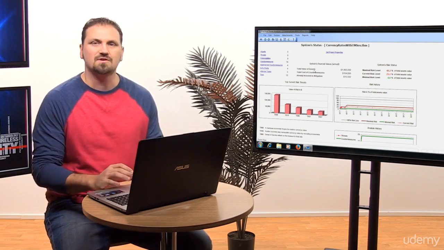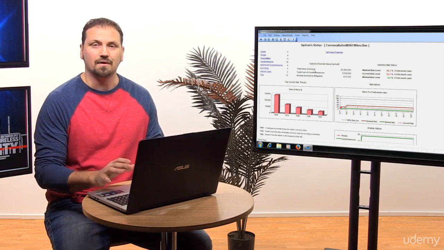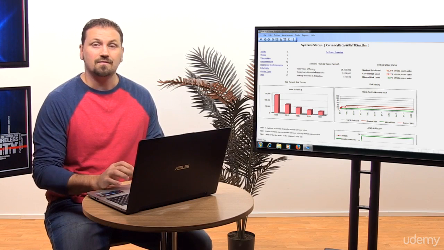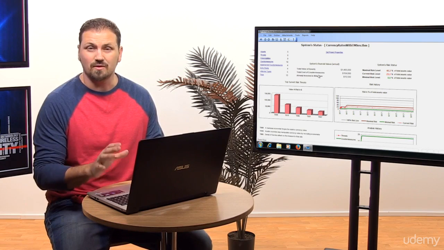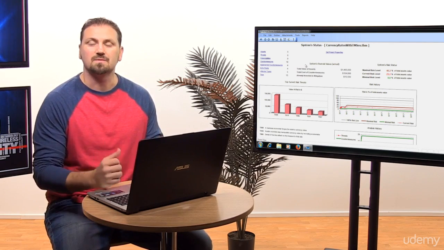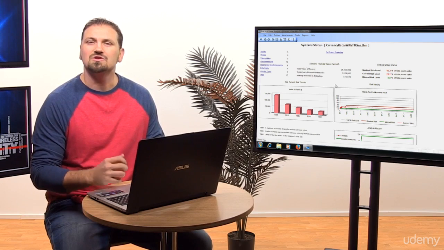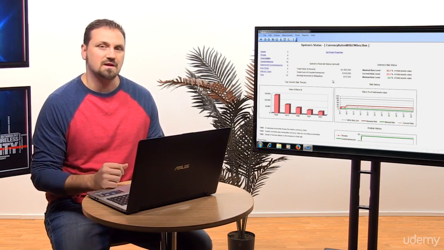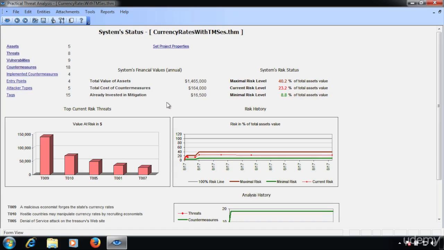Now, it looks like we have this project, which is actually a sample that comes with this tool. If you don't have any previous experience with risk assessment, you can use this sample to learn how risk assessment is done and what to include in your own risk assessment. So let's go ahead and get started right here in the main page of the project.